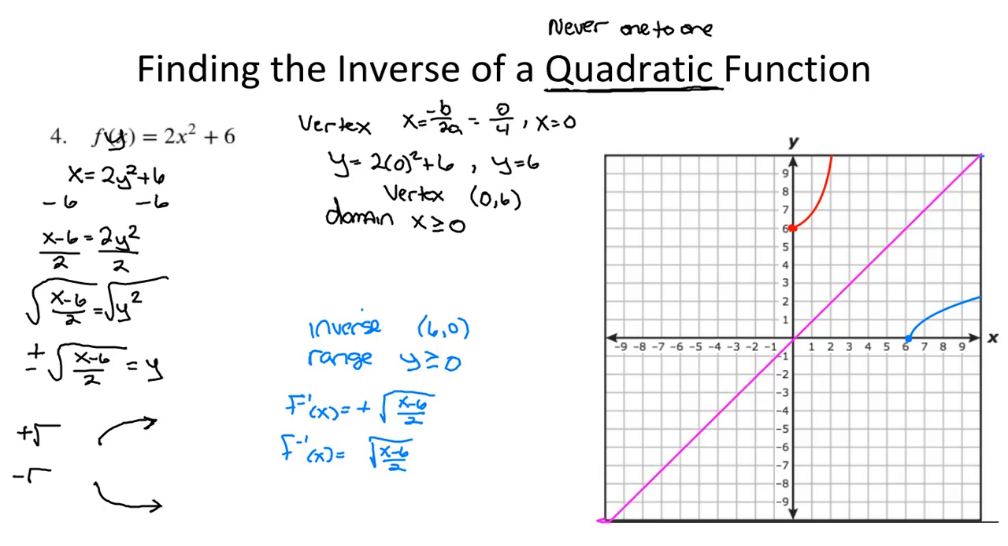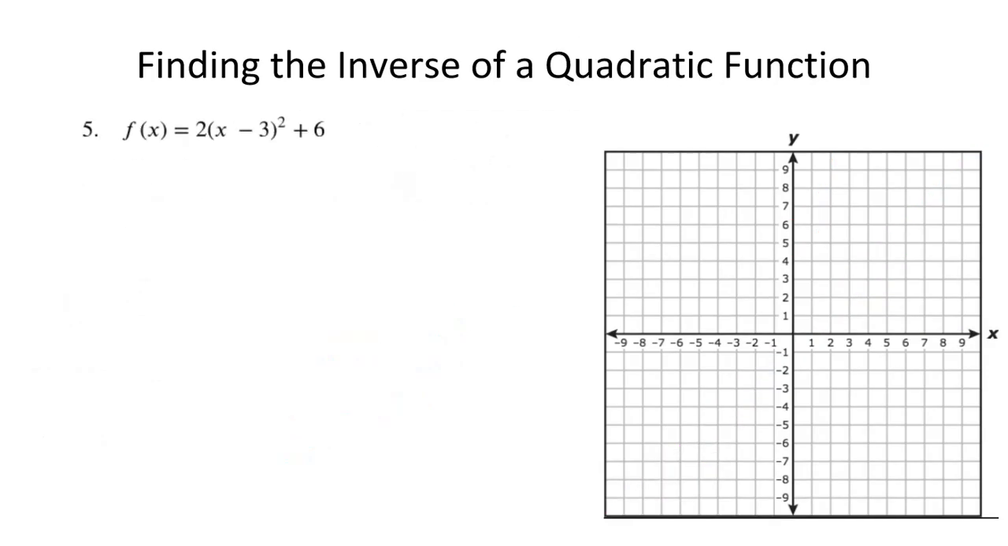Okay, now let's take a look at finding the inverse of a quadratic that's in vertex form. Okay, number 5, the quadratic is written in vertex form. Now just looking at it, you may be thinking that this has got to be a whole lot harder to find the inverse of, but the truth is, it's only a little bit more difficult. Really, we do pretty much the same thing.